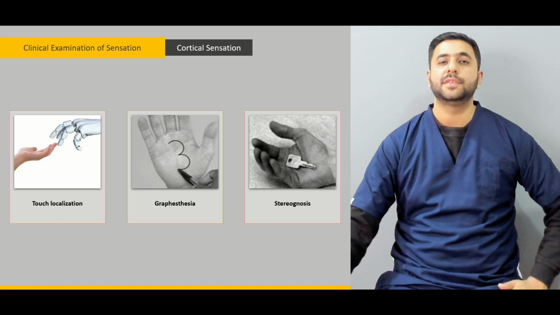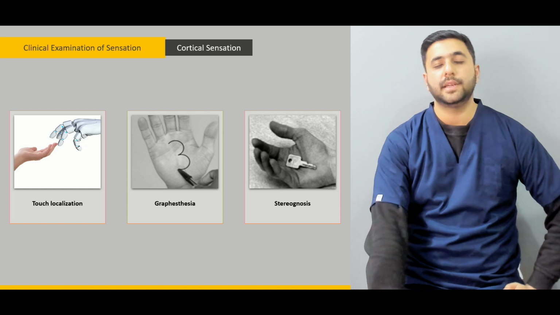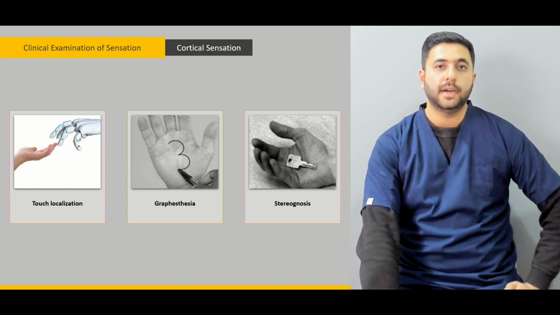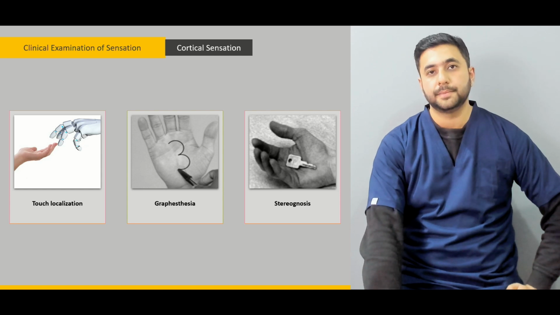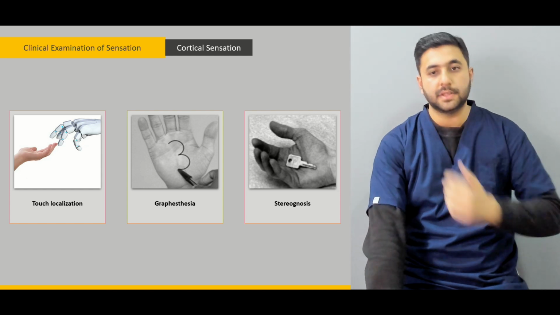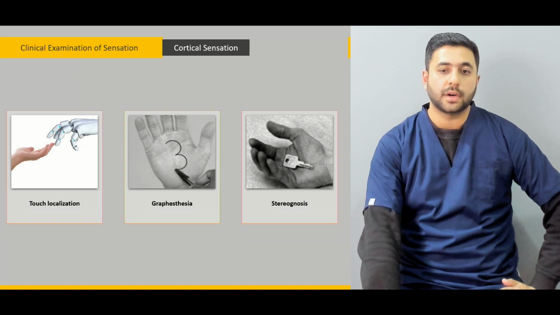And abnormality of this sensation is generally termed astereognosis or astereognosia, and it is generally an abnormality of the parietal cortex, in which we have the somatosensory system. So these are the basic tests which are used to evaluate the sensory system at the level of the cerebral cortex.